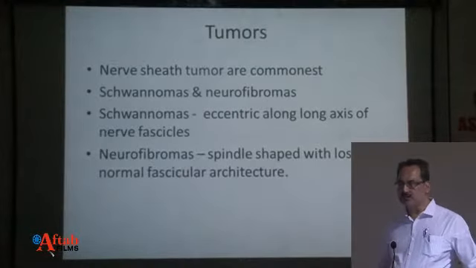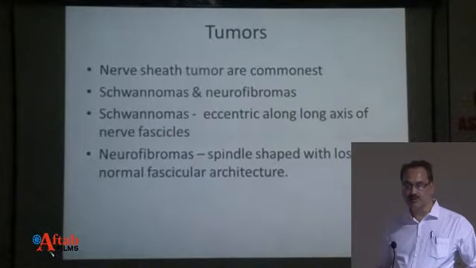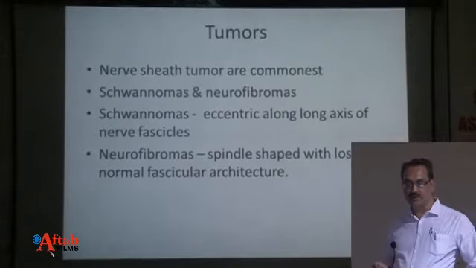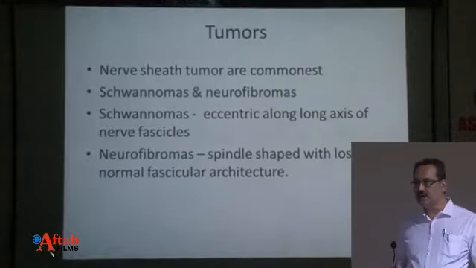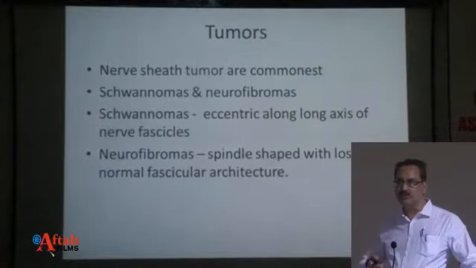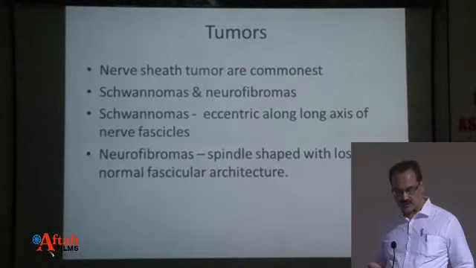Now coming to nerves, peripheral nerve tumors are common. Nerve tumors are the commonest. They are known as schwannomas or neurofibromas. Schwannomas have eccentric length extending along the long axis of the fascicles, and neurofibromas are spindle-shaped with loss of normal fascicular architecture. Color Doppler will definitely help in these cases. Color Doppler will show some vascularity in neurofibromas, whereas schwannomas will not show vascularity.